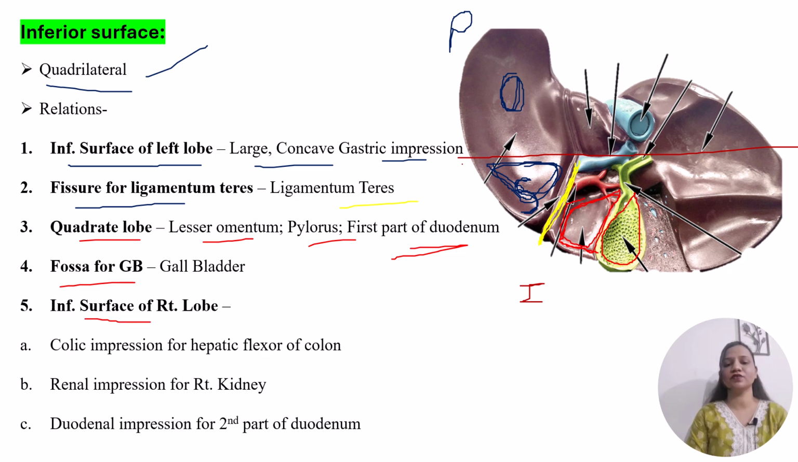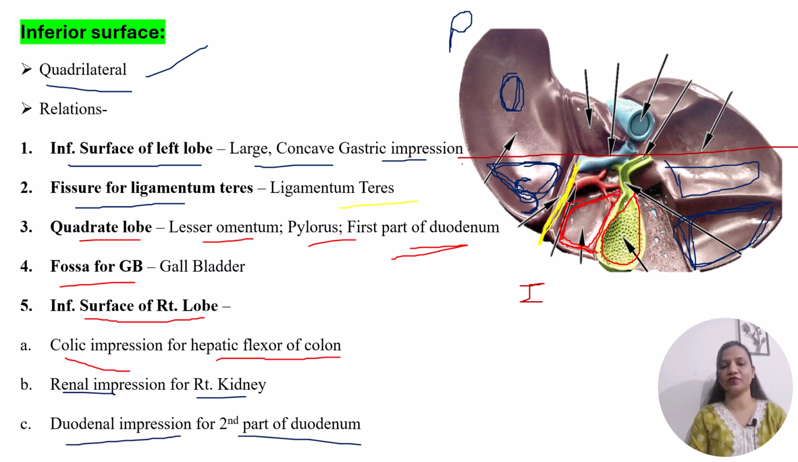And then the inferior surface of the right lobe. The inferior surface of the right lobe has three impressions. The first one is the colic impression, which is for the hepatic flexure of the colon. So this portion is the colic impression, where the hepatic flexure of the colon is related with the liver. Then there is the renal impression, which is this portion, related with the right kidney. And then there is the duodenal impression for the second part of the duodenum.